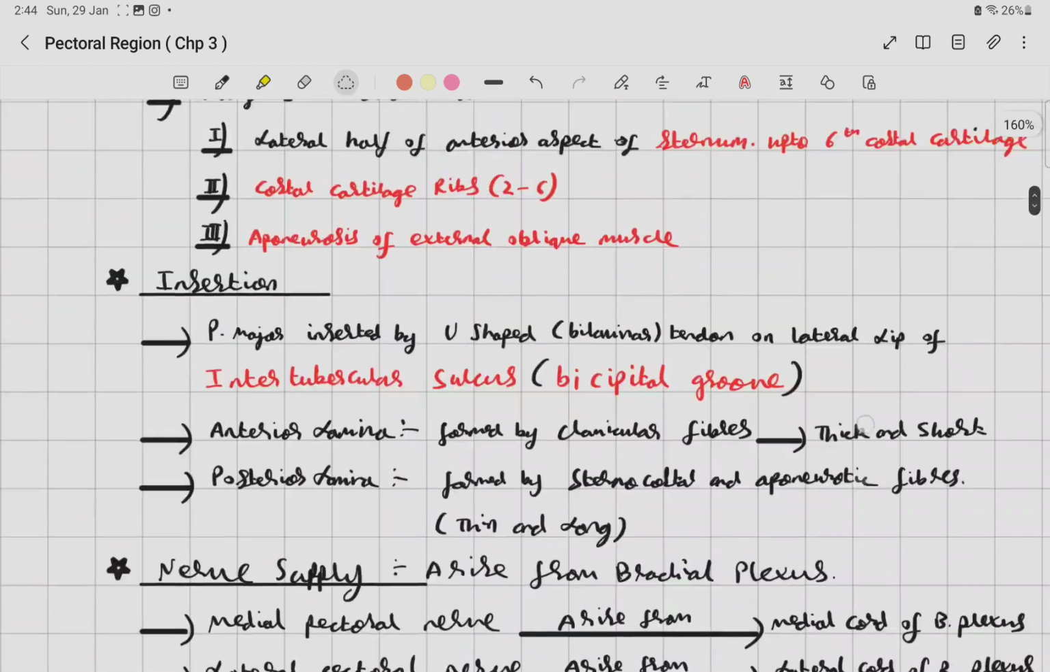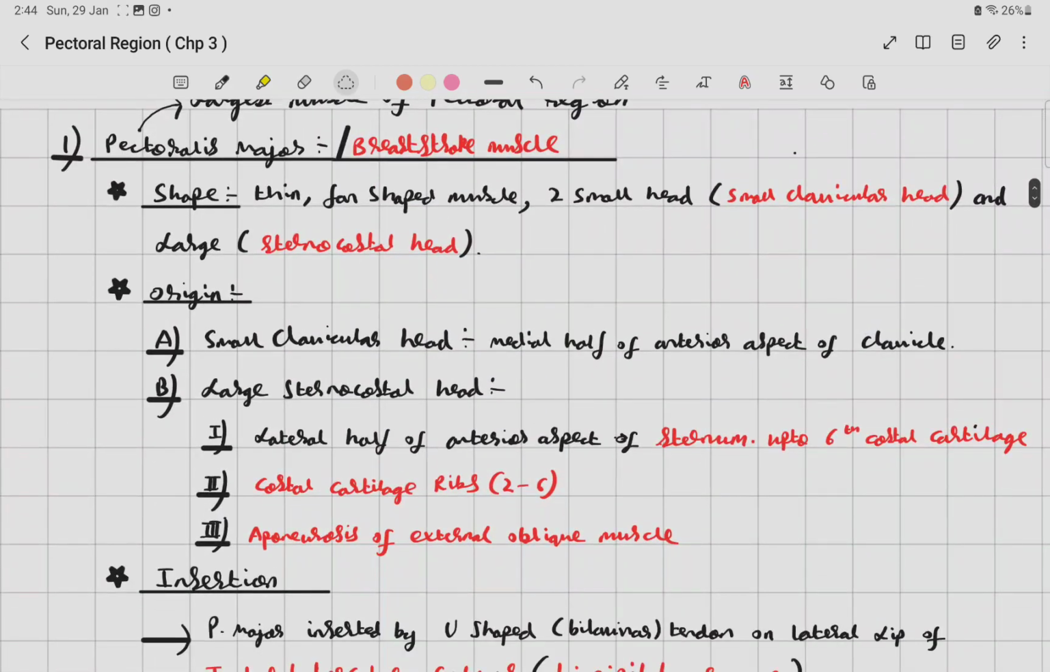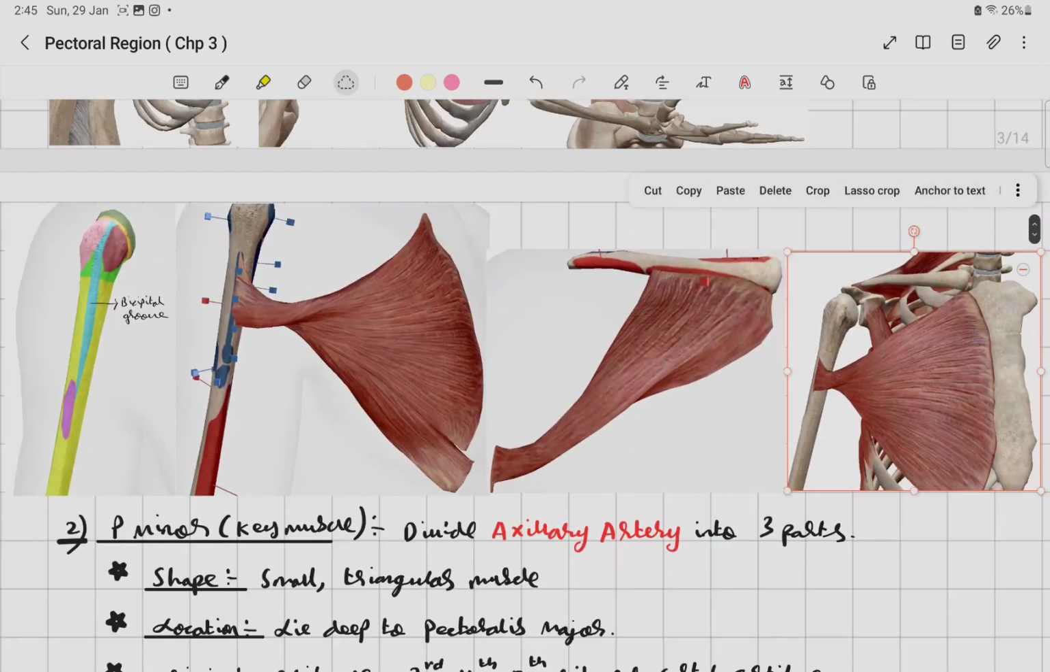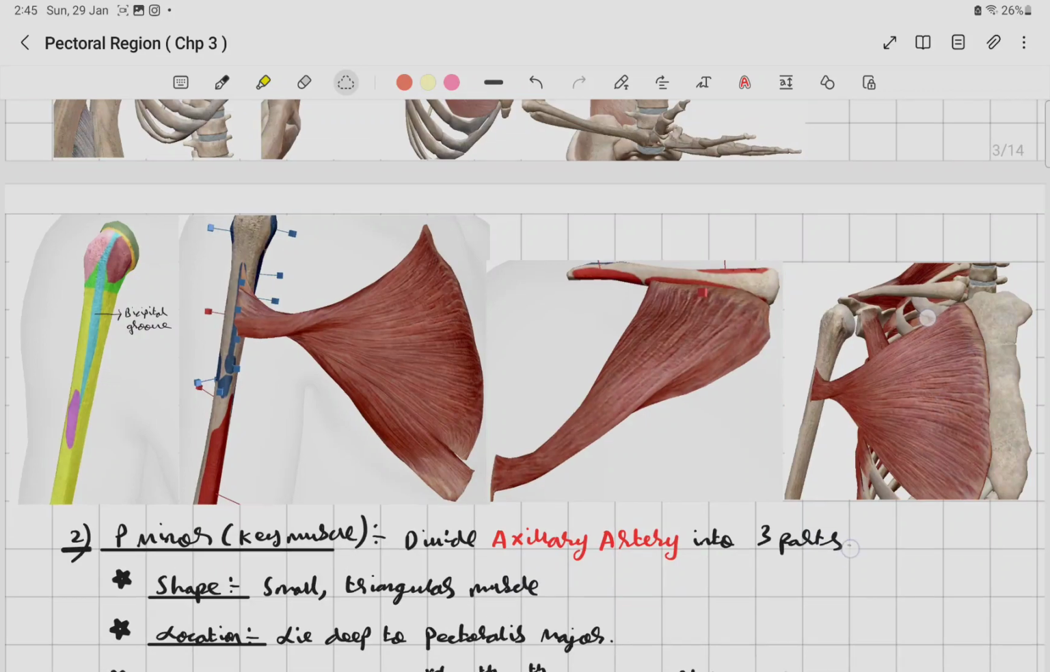Next, the large sternocostal head originates from the lateral half of the anterior aspect of the sternum up to the sixth costal cartilage. As you can see in this diagram, it originates from the lateral and anterior aspect of the sternum till the sixth costal cartilage.